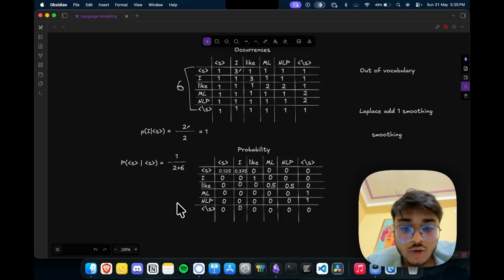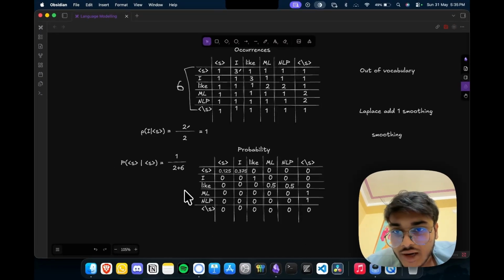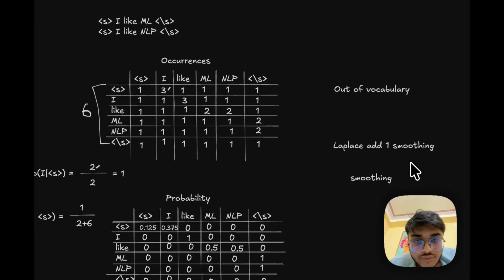So 0 is not going to come. You can calculate this whole thing on your own and see what I have done. And yeah, this is pretty much the example of Laplace add k smoothing.